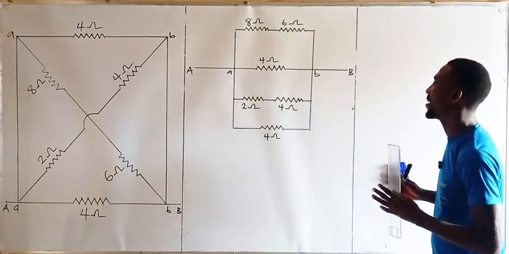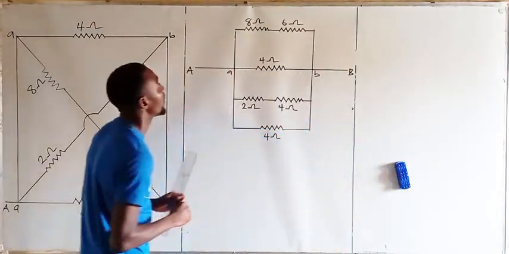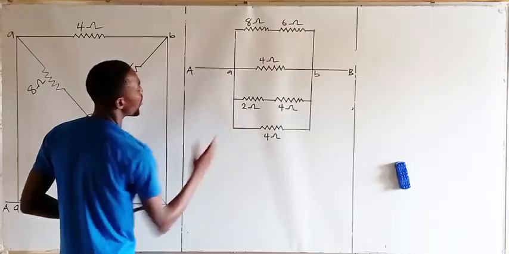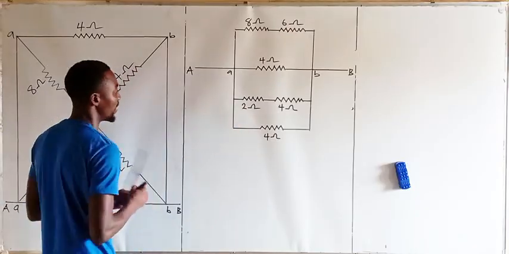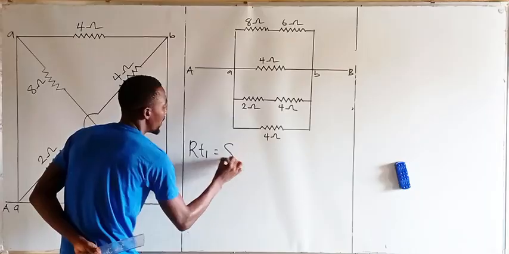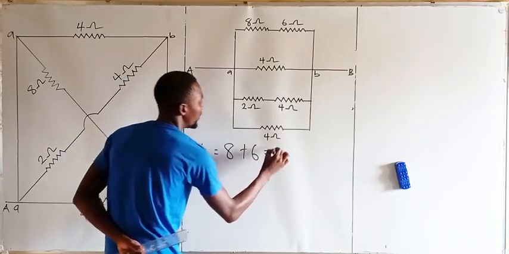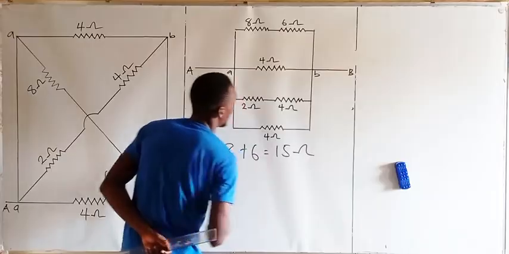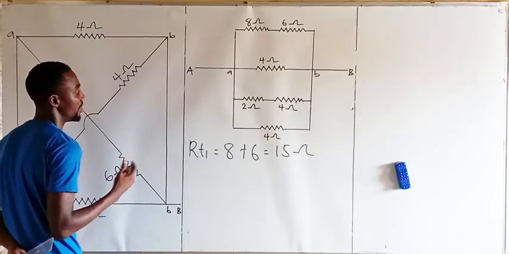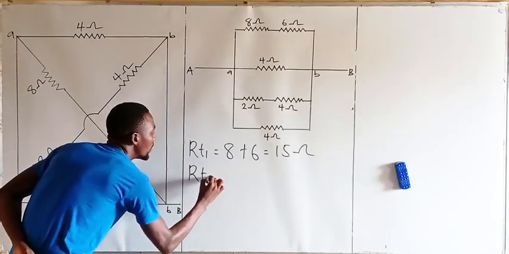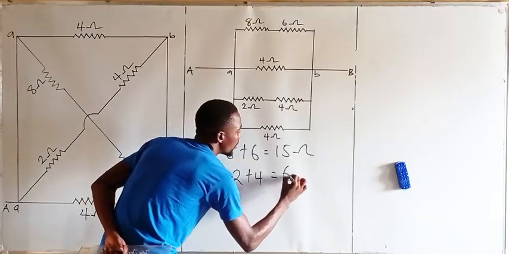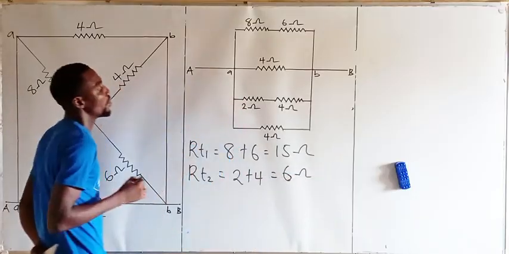This is the clear diagram now, the proper diagram rather. You can see that 8 ohms and 6 ohms are in series, and 2 ohms and 4 ohms are in series. So we are going to add them together. RT1 will be equal to 8 plus 6, which is 15 ohms. 2 plus 4 in series, let's call that RT2, which is 6 ohms.